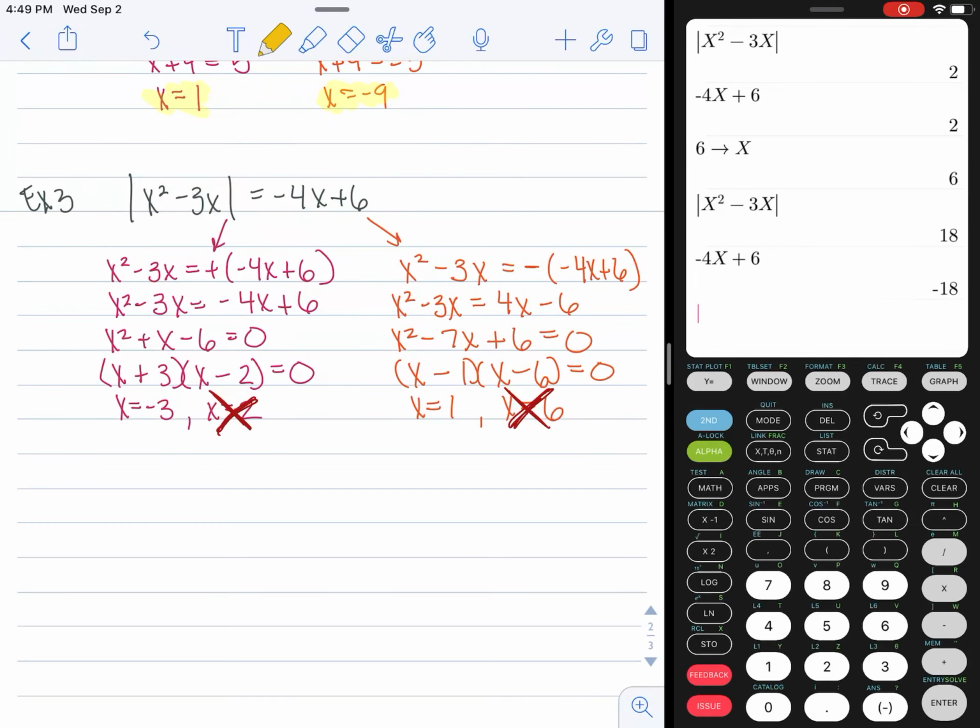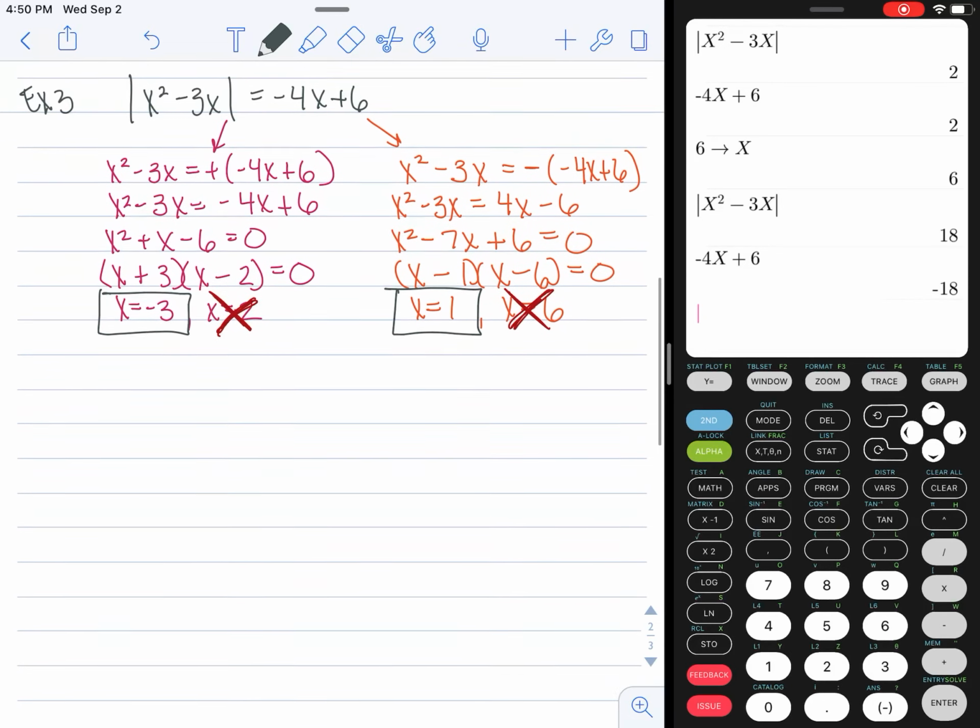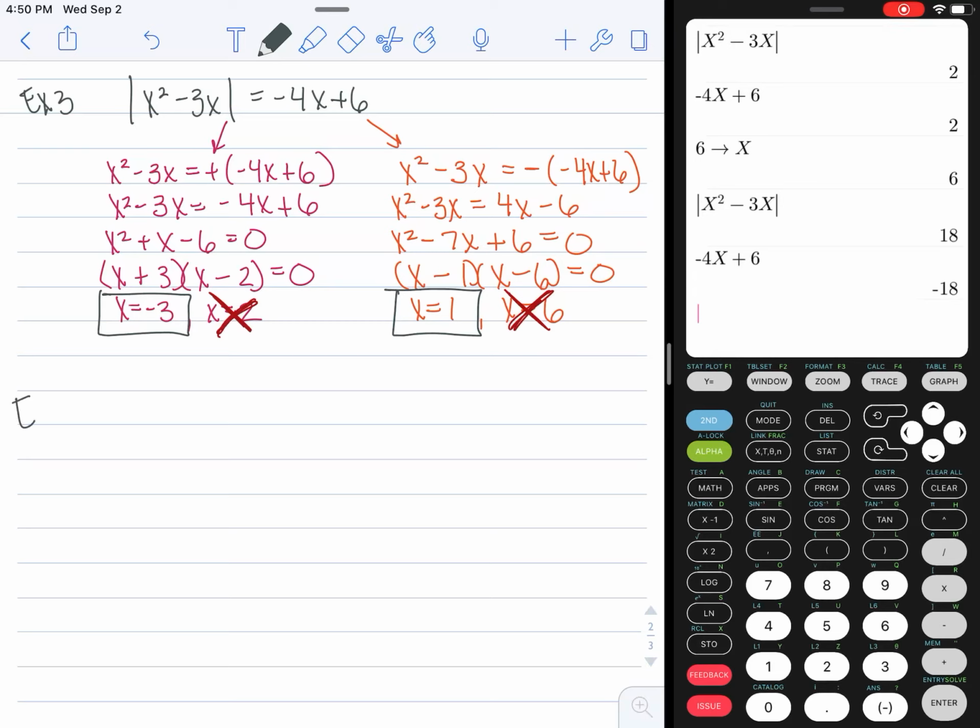So again, make sure you write just the ones that we want. So x is negative 3 and x is 1. Again, if you graphed it, you're going to see that that is exactly where they have an intersection. Okay, so that takes us then into example 4.